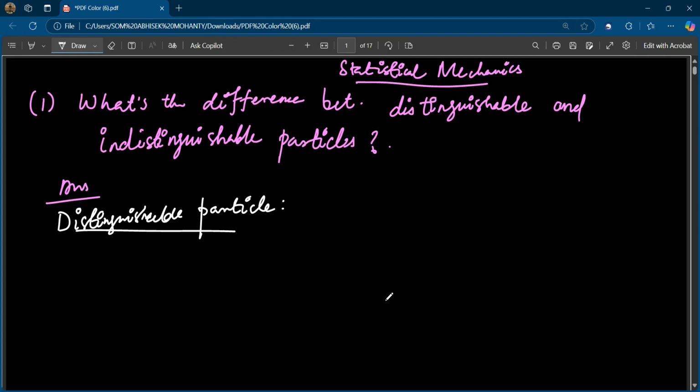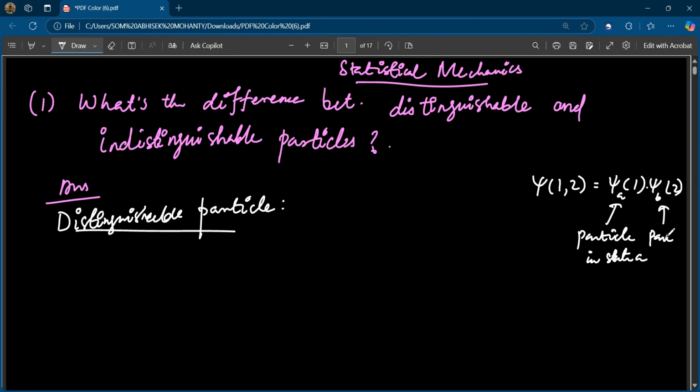We can also call them localized particles, meaning particles can be localized. Their wave function can be written as psi(1,2) equal to psi_a(1) times psi_b(2). So here one particle is in state A and the other particle is in state B. This is your distinguishable particles.